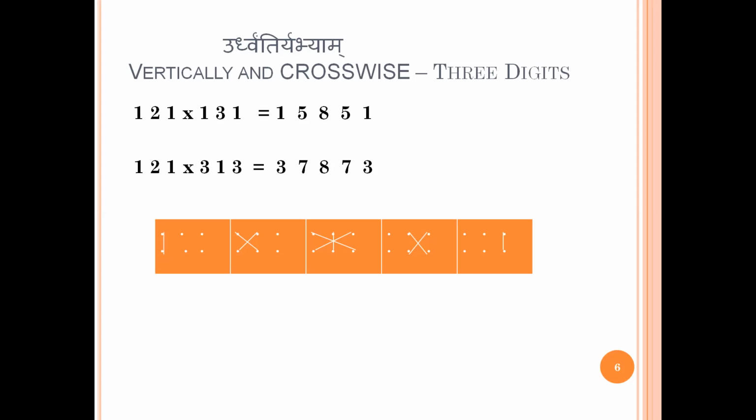If you write it vertically, one below the other, it is easier to visualize. If you write it horizontally, it is a little bit difficult to visualize, but it is okay.